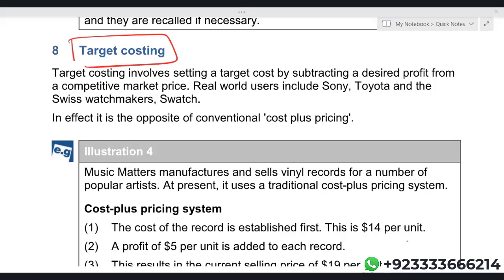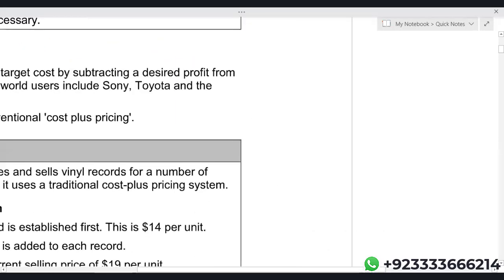Now, what do you mean by target costing? Let me explain that.